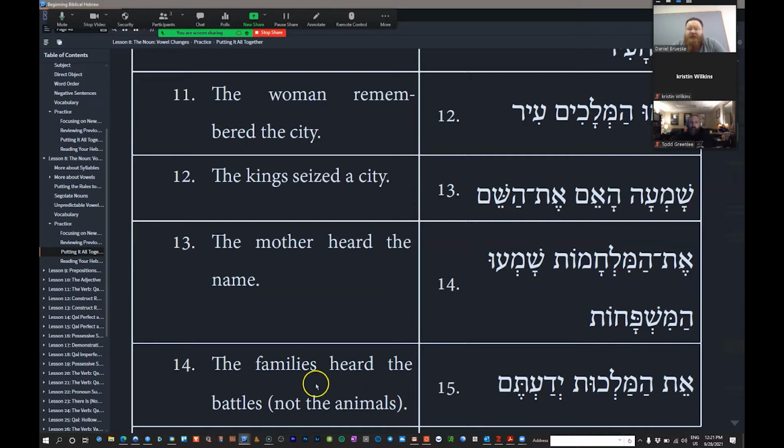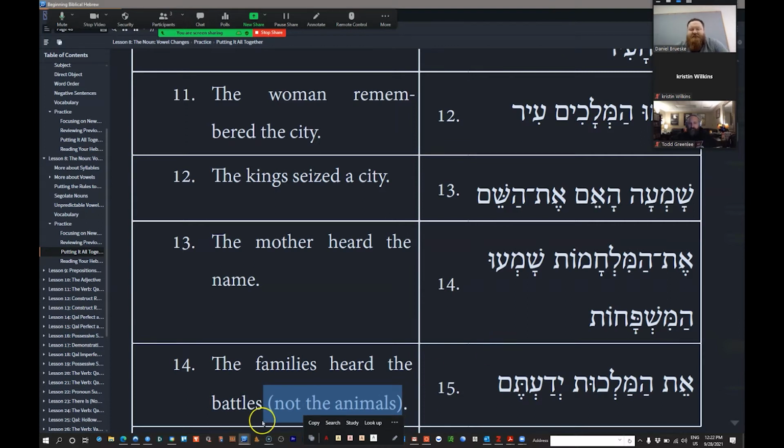So what he does by saying "not the animals," all that does is clarify that we're not saying that... it's a really bad example. Let me put it this way. If you translated 14 and you got "the families heard the battles," you understand what you need to understand about Hebrew translation so far. This again is just trying to point out, it's as if someone's saying it this way: the family heard the battles. The battles are what the family heard, as opposed to something else.